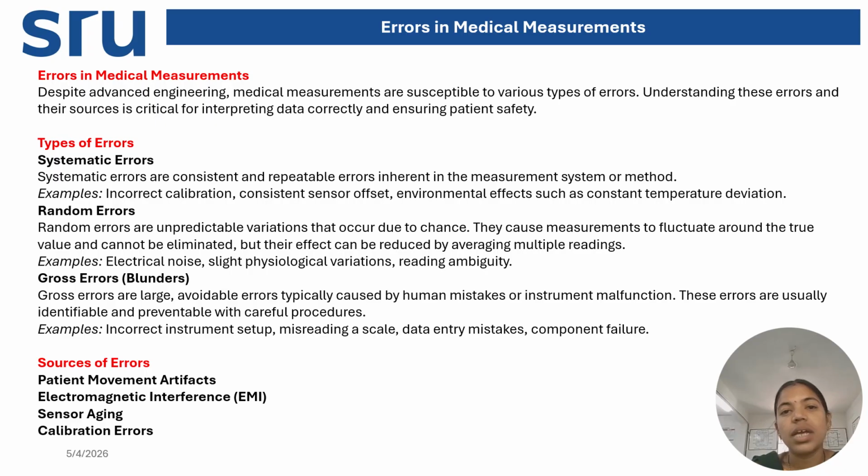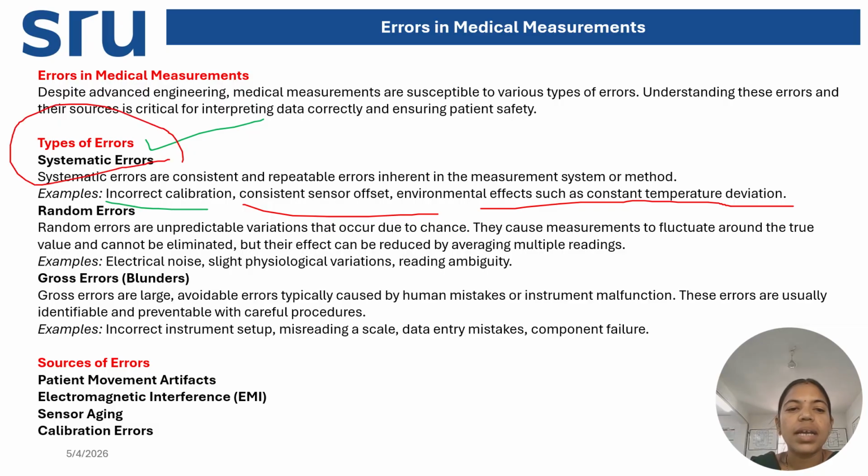Next one, errors. There are three types of errors in the medical measurement. First one is the systematic error. This is due to the inherent measurement system or the method. For example, incorrect calibration, sometimes a consistent sensor offset, and environmental effects such as temperature deviation. All these give rise to systematic errors.